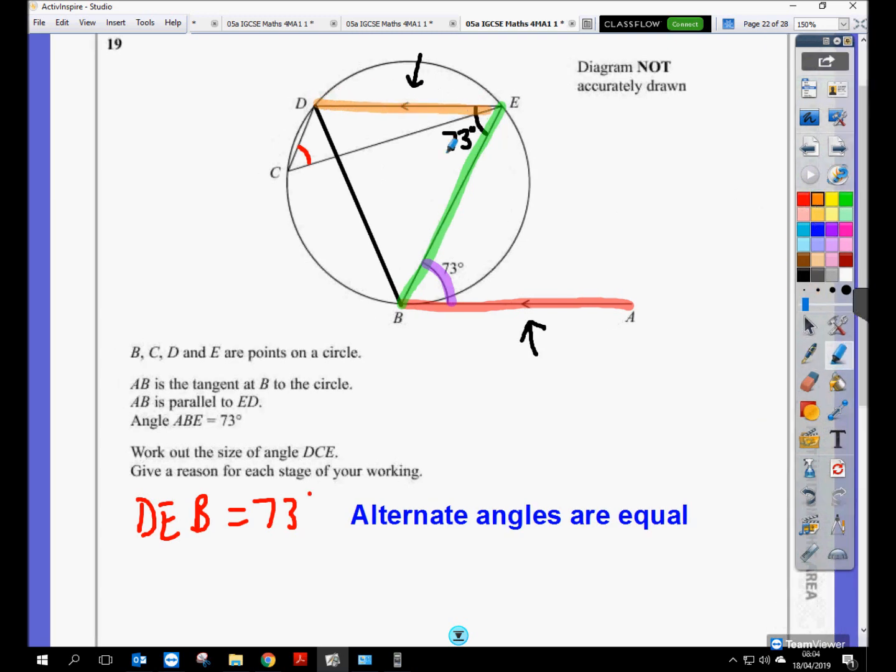And that means the angle there, so if you follow the green line to the edge like this, the angle made over here will be the same as 73, and that's the alternate segment theorem. So now we know that BDE is 73 because of the alternate segment theorem.